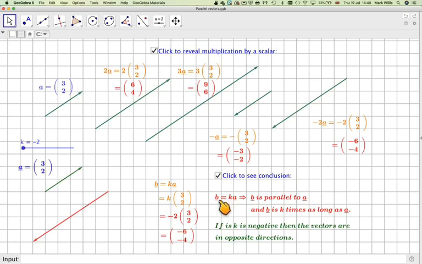So the conclusion is, if vector b is some multiple k times vector a, then b is parallel to a and b will be k times as long as a. If k is negative, then the vectors are in opposite directions.